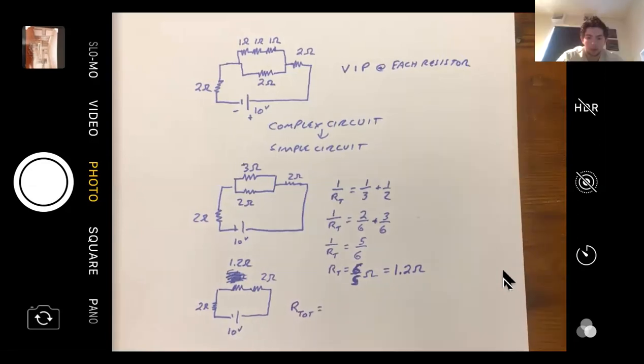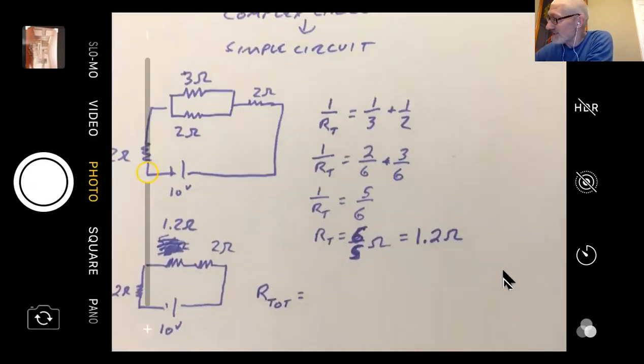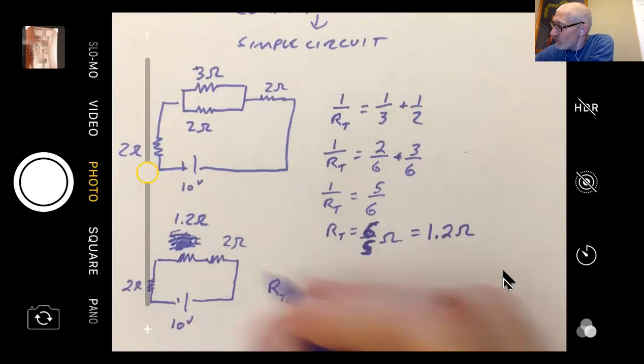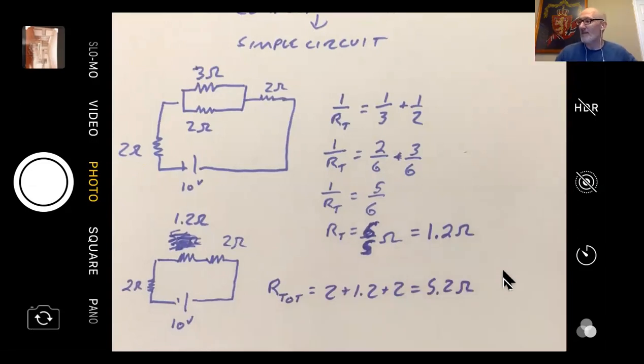5.2. Add them up. So I'm going to take those guys. I'm going to zoom this a little bit larger so you guys can see it easier. So you've got the 2 plus the 1.2 plus the 2. And just like Ben said, what we've now got is that the overall resistance of this circuit is 5.2.